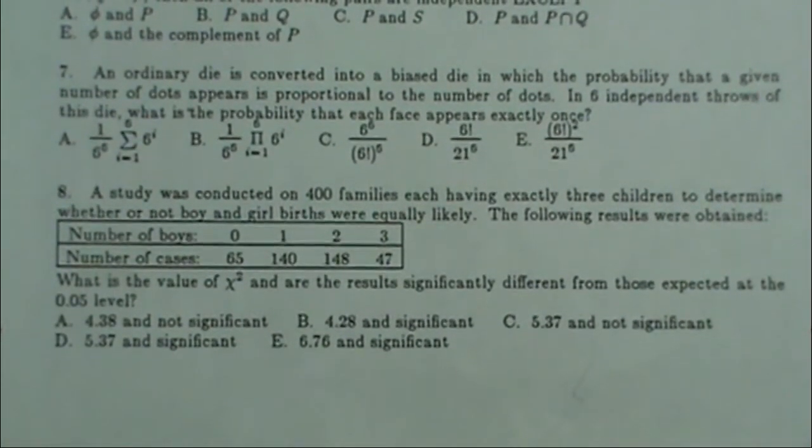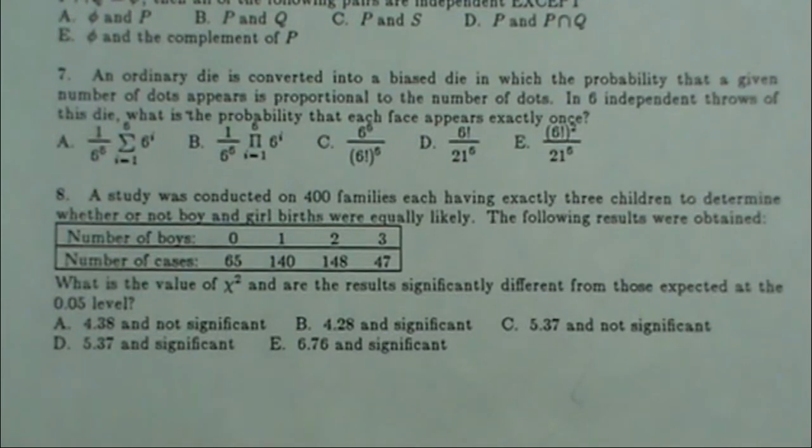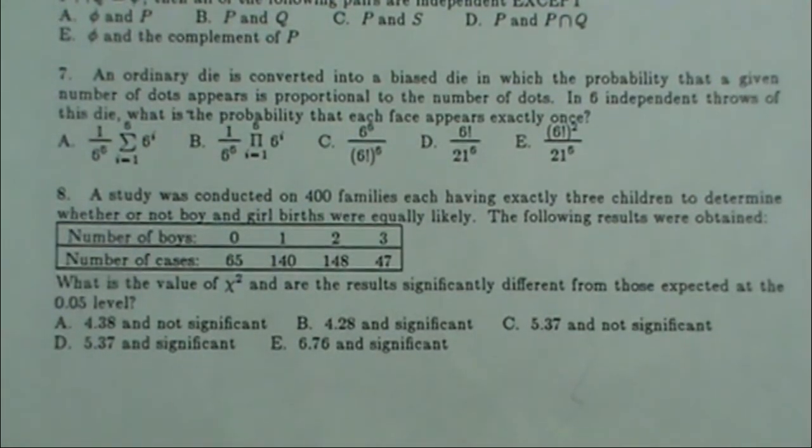Problem 8. A study was conducted on 400 families, each having exactly 3 children, to determine whether or not boy and girl births were equally likely. The following results were obtained. Number of boys: the number of the 400 families that had 0 boys was 65. The number with 1 boy was 140. 2 boys, 148. 3 boys, 47. What is the value of chi-squared, and are the results significantly different from those expected at the 0.05 level?